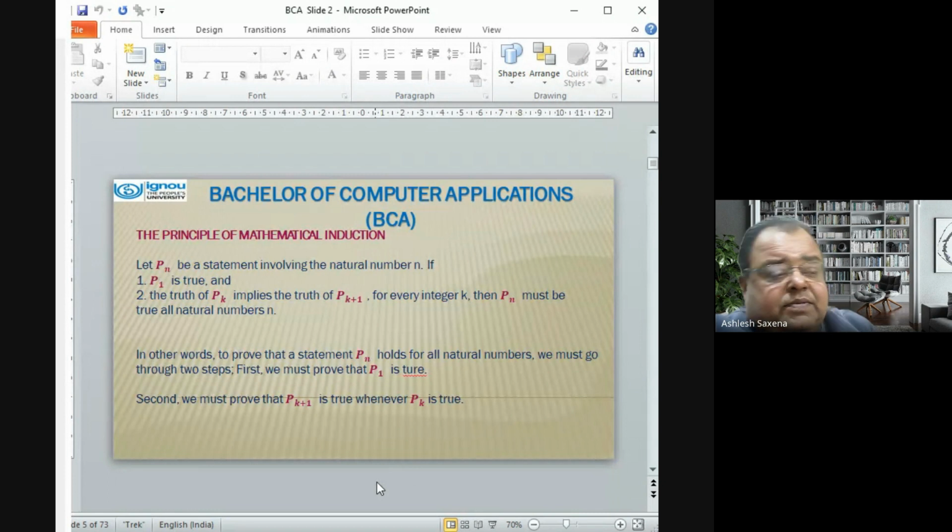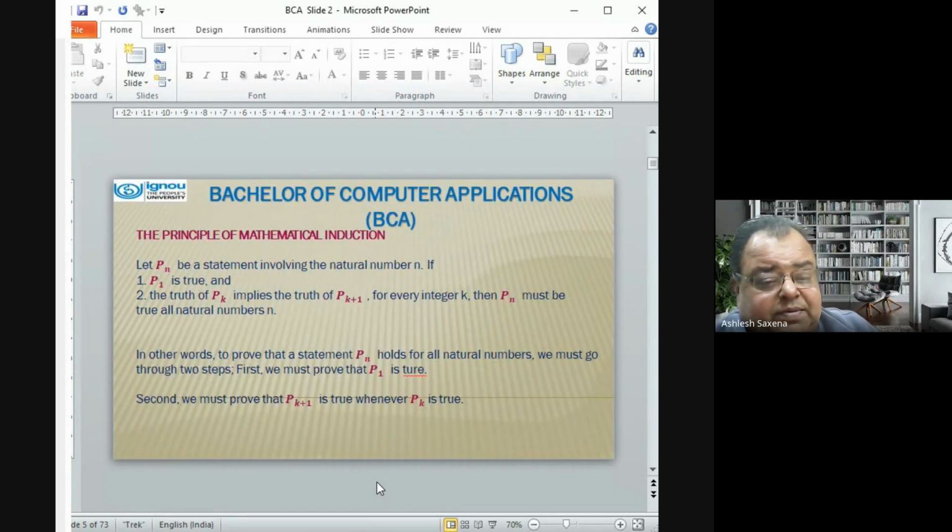Now, what is the principle of mathematical induction? Suppose a statement involves a natural number n, and the statement is given by Pn. First of all, there are three steps to be followed, and that is a universal rule. We have to follow it in every type of question.